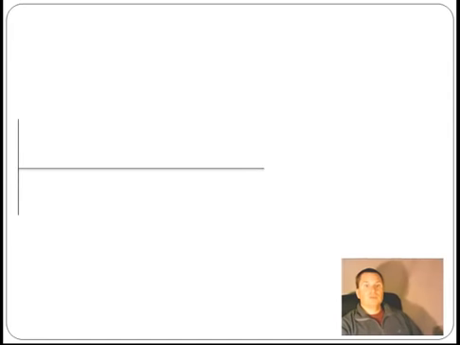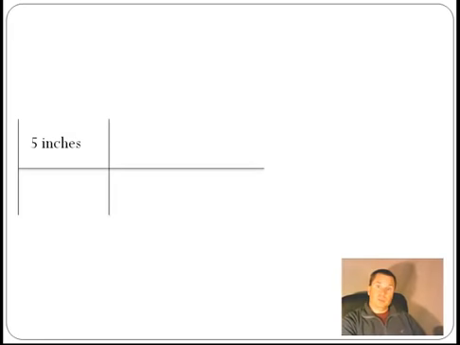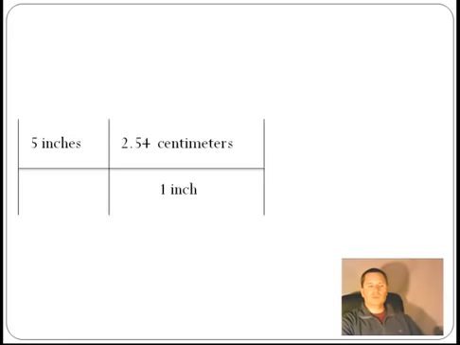So let's go ahead and set up our ping pong table now. Start with what we know. We have 5 inches, and I want to convert to centimeters. Well, what I want is centimeters, so I'm going to put that conversion on top and inches on the bottom. So 2.54 centimeters over 1 inch. Now, here's where I do my canceling a unit. My inches cancel off, and all I'm left with is centimeters.